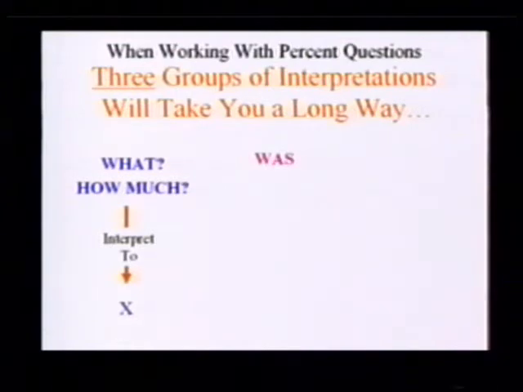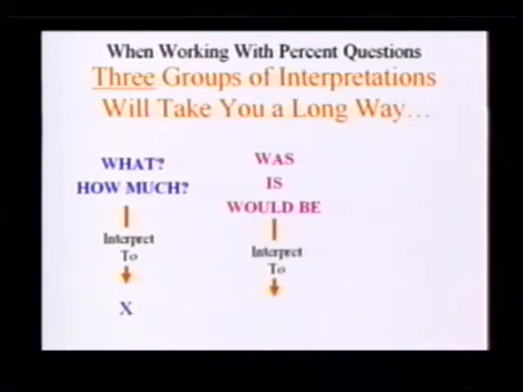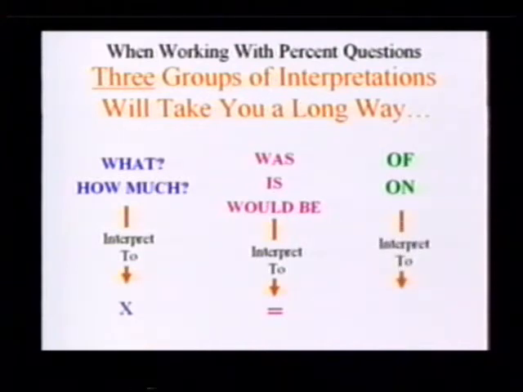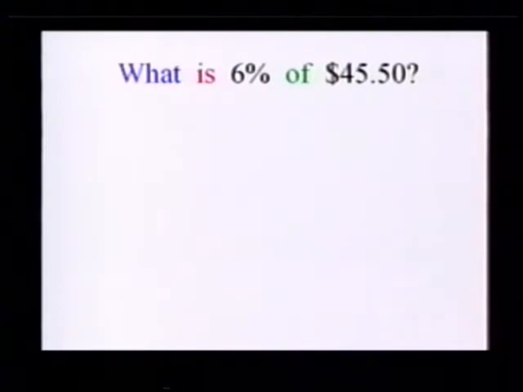Now, verb-type words like was, or is, or would be, or are, are going to be interpreted as equals. And finally, of, on, that's about all you're going to see, are always interpreted as multiplication. Knowing those 3 things, we can actually get an equation out of just about anything with percentages.